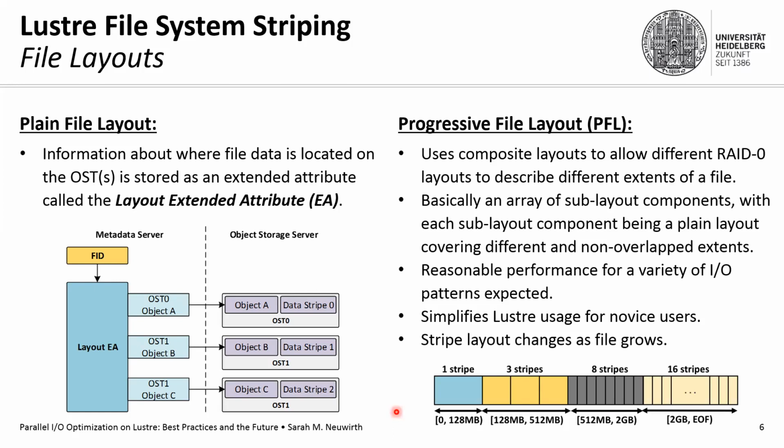And the reason for introducing the progressive file layout is to simplify the use of Lustre so that users can expect a reasonable performance for a variety of file I/O patterns without the need to explicitly understand the I/O model or Lustre user details. And the idea is basically that the stripe layout changes as the file grows.